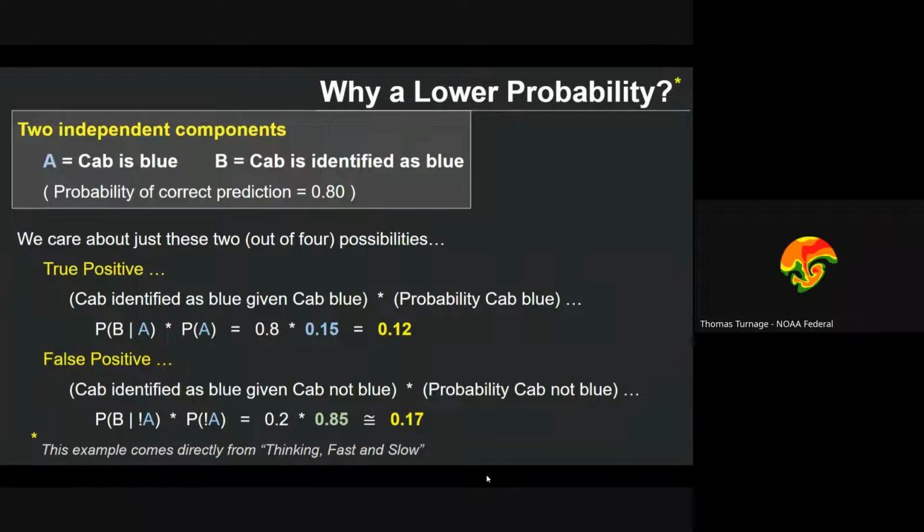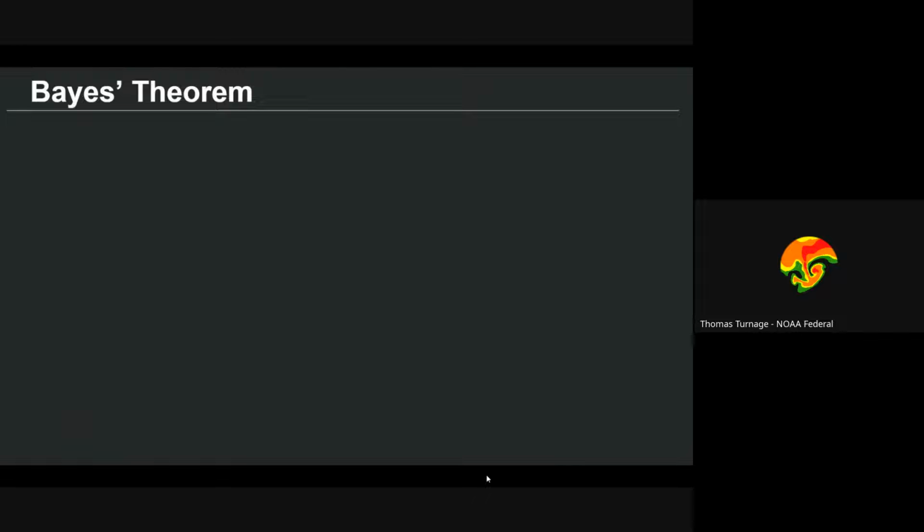Whereas with a false positive, the probability of a cab being identified as blue given it's not blue, well, that's where the 20%, maybe that's where the wrong forecast comes in. So a 20% forecast times the background probability of the cab not being blue, which remember is going to be pretty large here since there's a preponderance of green cabs in the area. So when you multiply those together, you get 0.17. So it's interesting because your chances of having a true positive are less at 0.12 than they are of having a false positive at 0.17.